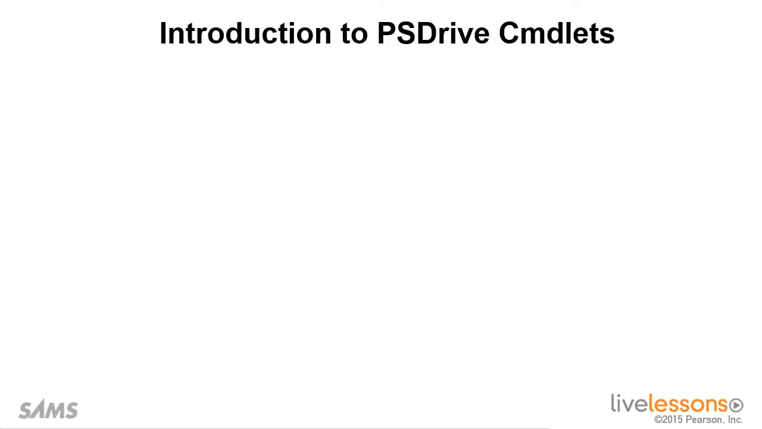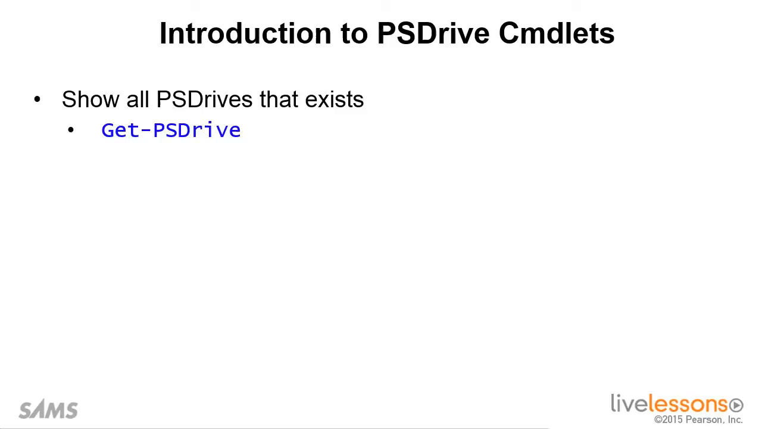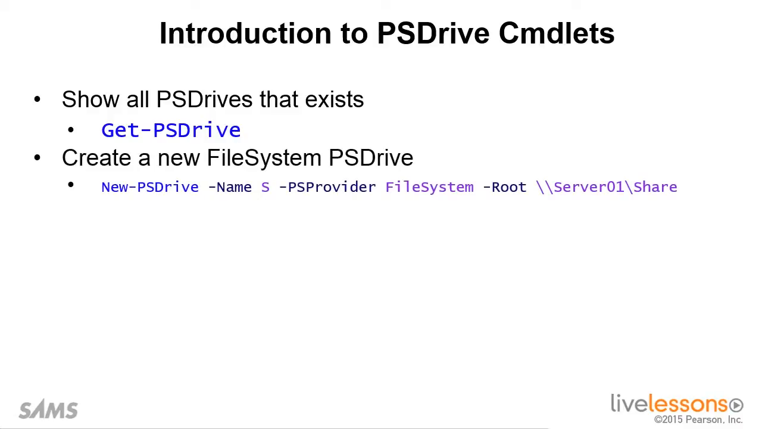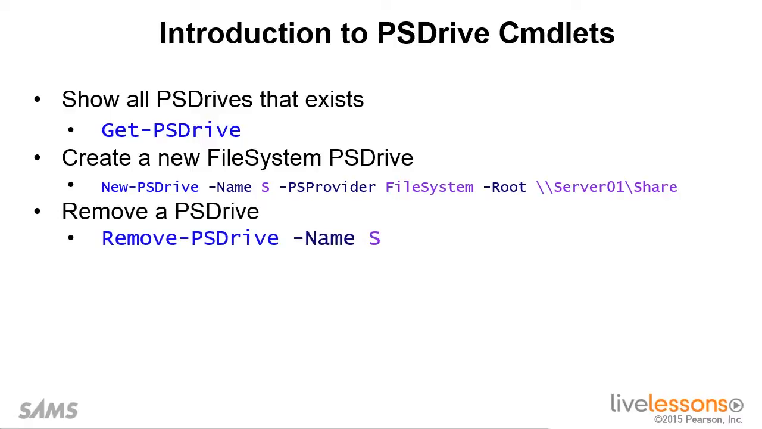Let's talk a little bit about the different PS drive cmdlets. The first one I want to introduce you to is Get-PSDrive. This is going to show all PS drives that exist on your computer. Create a new file system PS drive by using New-PSDrive. You will see in this example that there are a few different parameters that you have to specify. In this specific example, we are creating a new PS drive named S, which uses the PS provider file system and points to a file share on the network, specifically on server 01. You can also remove PS drives by using the Remove-PSDrive command.